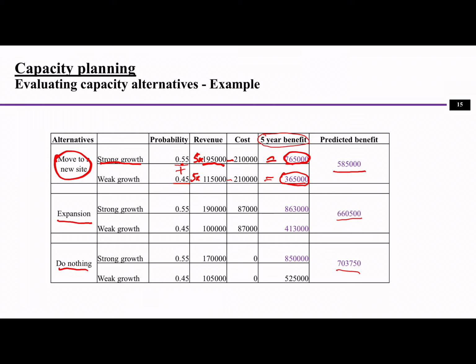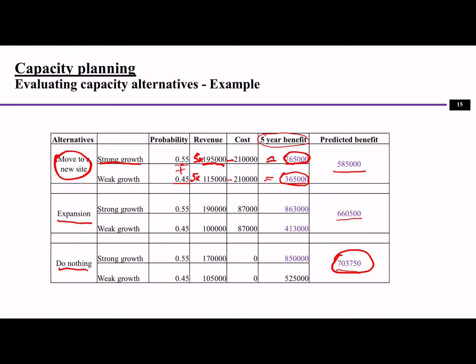585,000. Similarly, we can calculate if we expand our factory, what is predicted benefit. If we do nothing, what is predicted benefit. So from the calculation, we can tell that actually do nothing yields the more benefit from this.